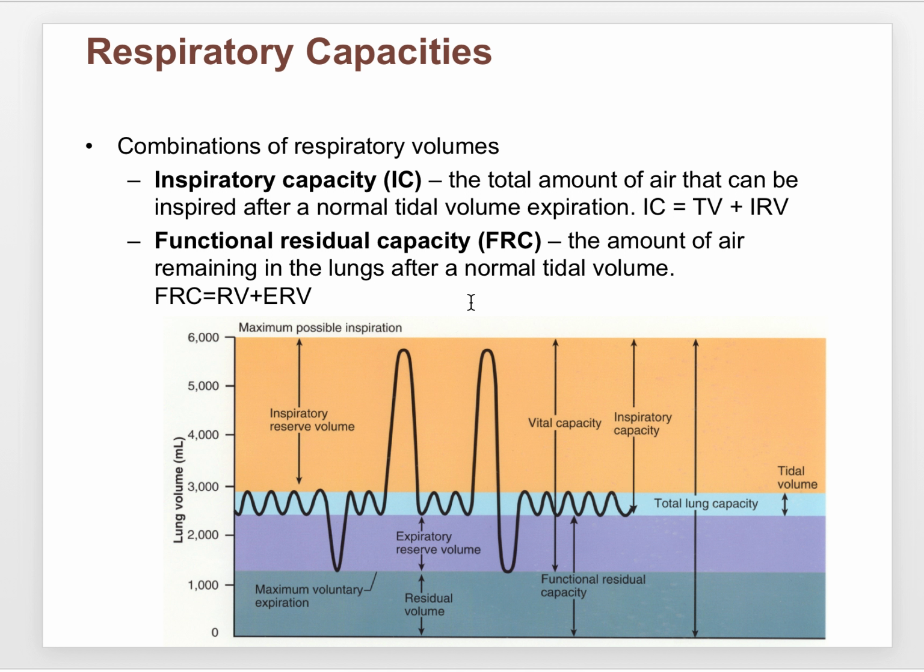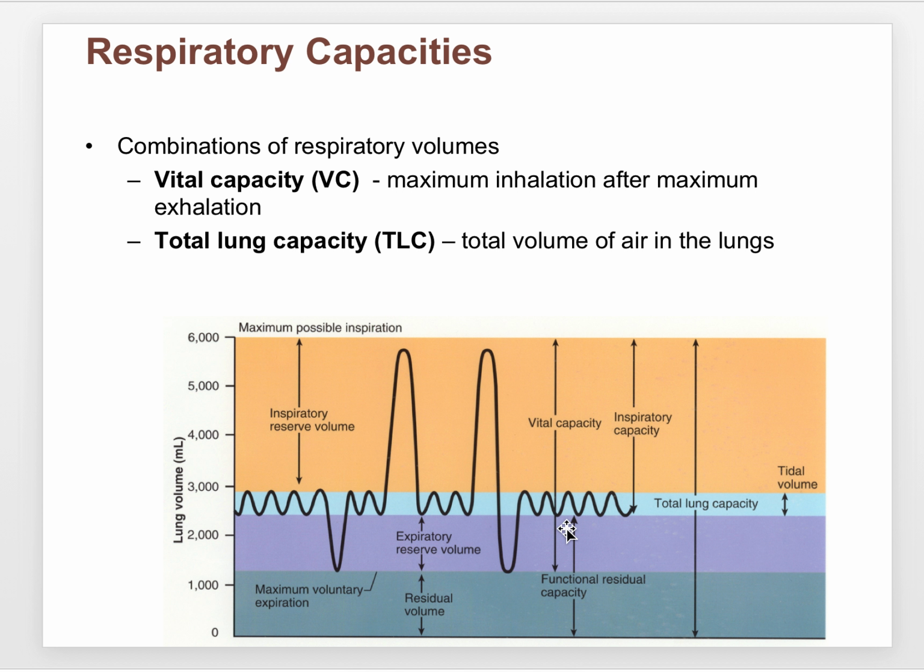The functional residual capacity is the amount of air remaining in the lungs after a normal tidal expiration. You've expired normally and there's still air left over in the lungs, that's the functional residual capacity. The vital capacity is the maximal inhalation after maximal exhalation. That's going from the deepest breath in to the deepest breath out, represented here from the top down. And the total lung capacity is the total volume of air in the lungs. That's represented by this line.